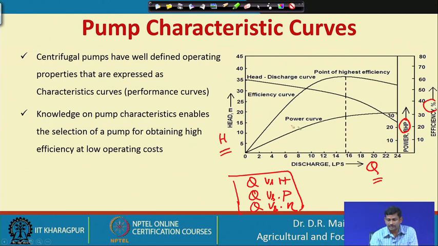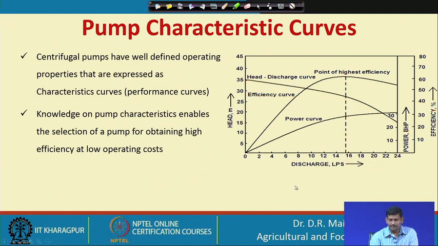So, here this is the head and discharge curve, for example, and your desired discharge is, suppose, 16 LPS. This particular pump can give for this discharge around 29 meter head max. Then the same thing you can extend as a line onto the other two curves. This will give the power required, and this will give the efficiency of the particular pump.